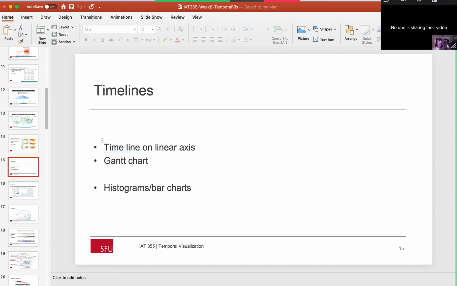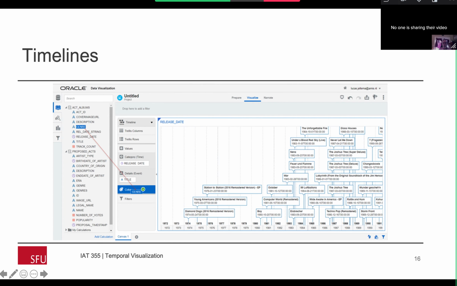So here is another classic timeline display. This is a visualization of release dates of popular music albums. And here we're showing, instead of plotting individual things as if they were trends, what we're doing is in some sense plotting events across time, starting from 1972 and ending in 1992. Right. We'll move to the next slide.